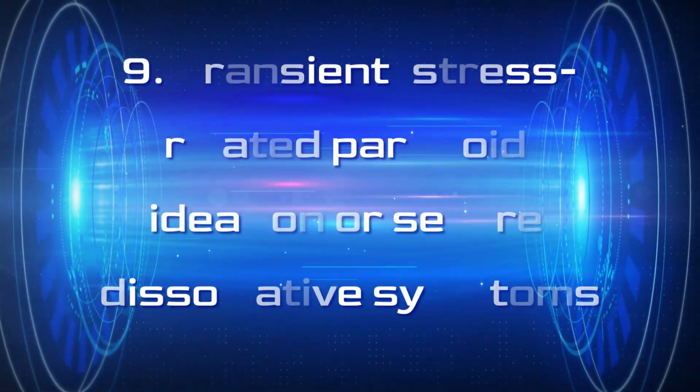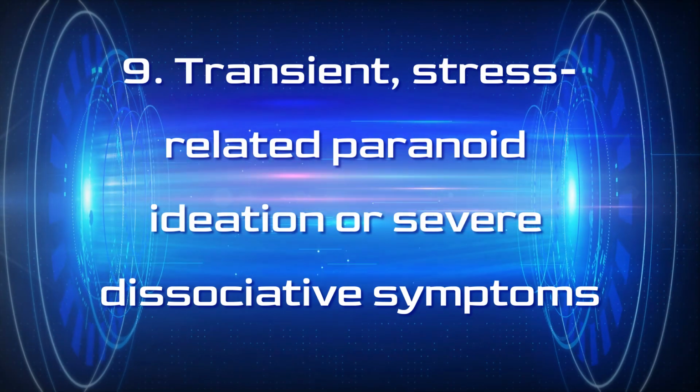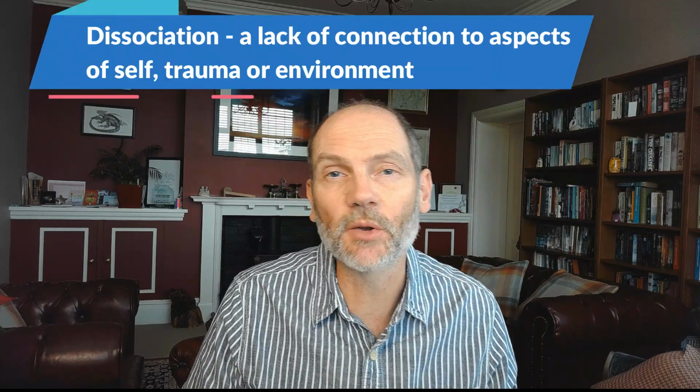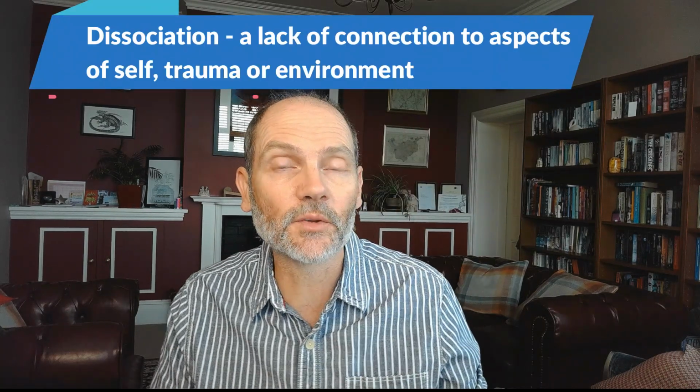And the last one is transient stress-related paranoid ideation or severe dissociative symptoms. And this is really when that person loses that sense of connection to the world. So their thoughts and their beliefs, their perceptions of what's going on either within themselves or around them can become extremely disturbed. And we move here into that dissociative spectrum with this condition, whereas a lot of people with borderline personality disorder end up with dissociative symptoms.